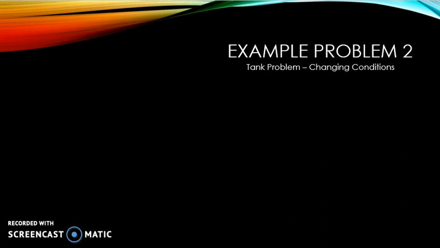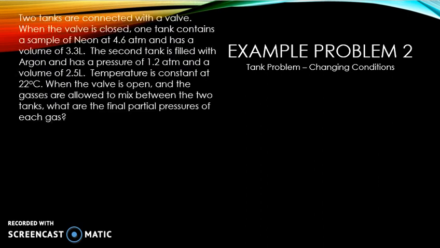Now, brace yourself before you actually take a look at this problem. Here it comes. It's a long one. Let's read through it a little bit. Two tanks are connected with a valve. When the valve is closed, one tank contains a sample of neon at 4.6 atm and has a volume of 3.3 liters. The second tank is filled with argon and has a pressure of 1.2 atm and a volume of 2.5 liters. Temperature is constant at 22 degrees Celsius. That's pretty important. When the valve is opened, there's our changing conditions, and the gases are allowed to mix between the two tanks. What are the final partial pressures of each gas?